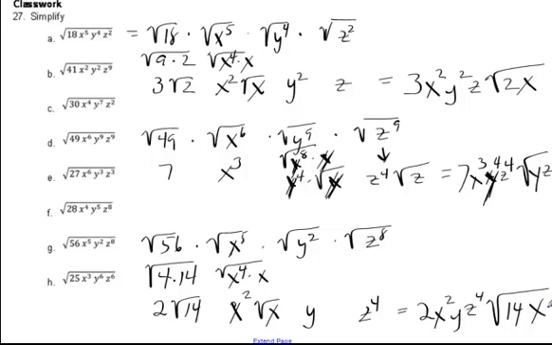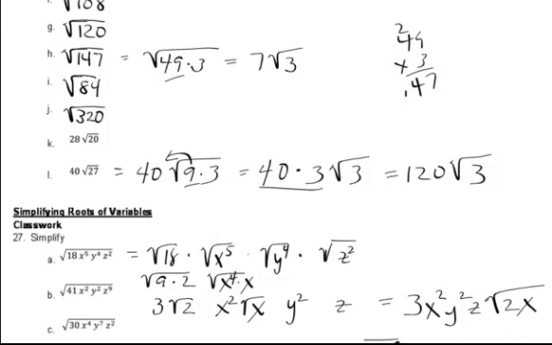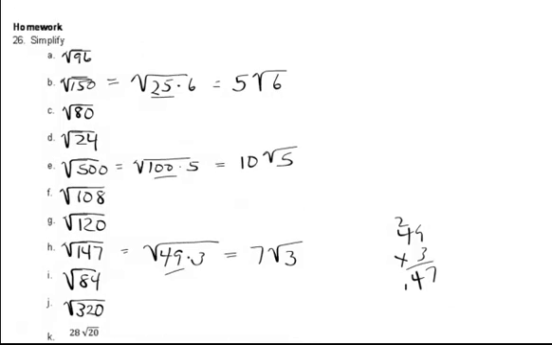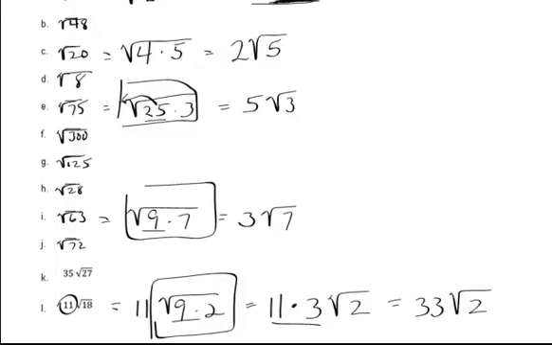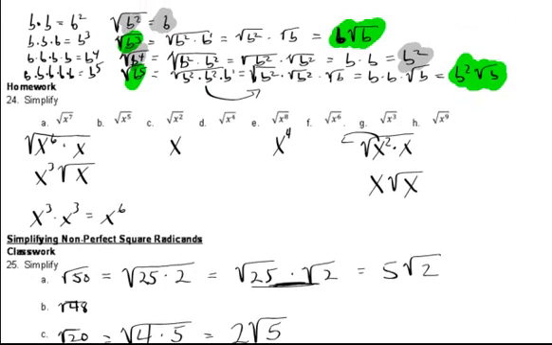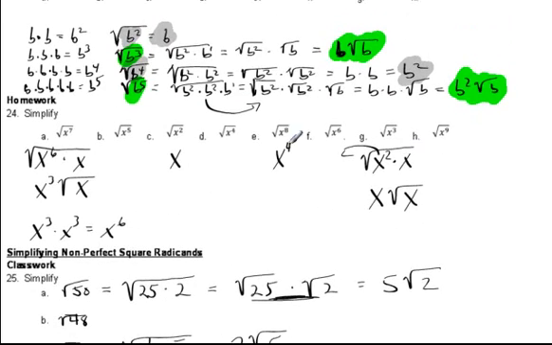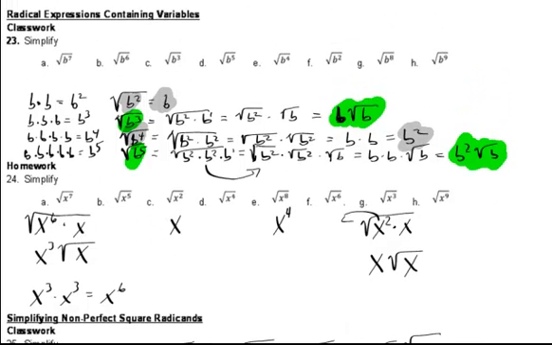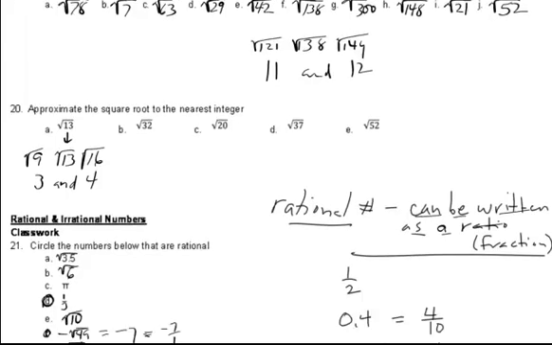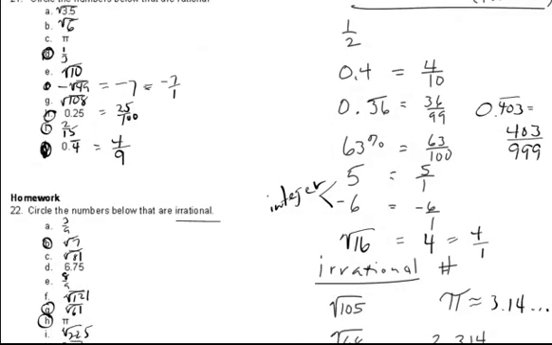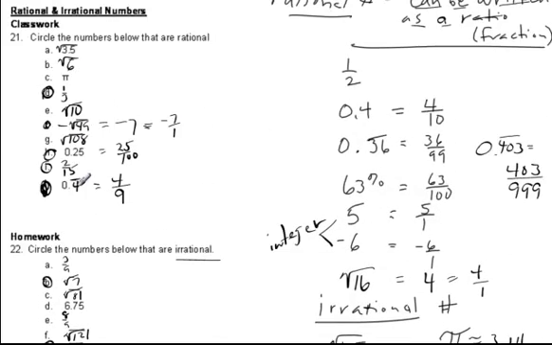You don't even have to do number 28. So altogether that was 1, 2, 3, 4, 5, 6, 7, 8, 9, 10, 11, 12, 13, 14, 15, 16 problems. And then we did these 16, so basically 17 altogether.